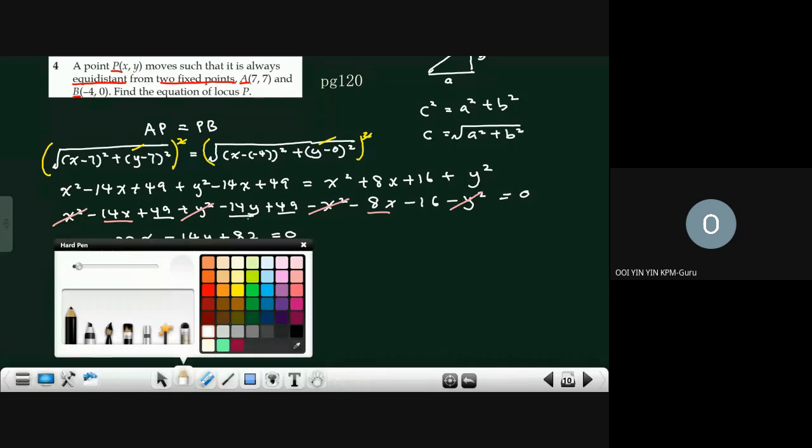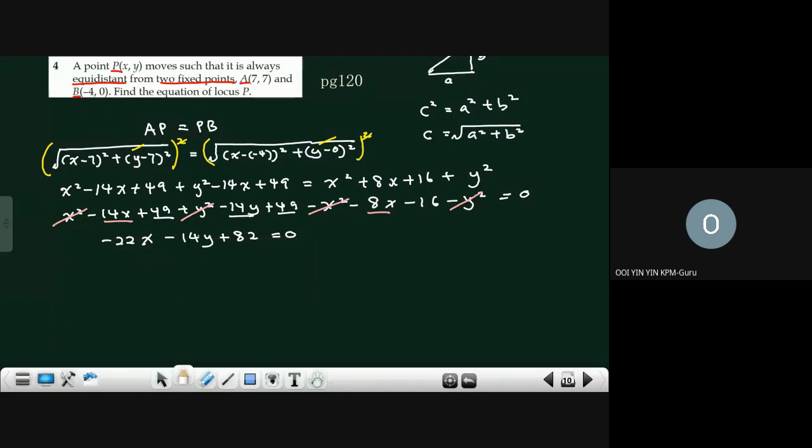This is not yet finished. We want to simplify. You see 22, 14, 82, all can be simplified by dividing by 2. And the first term is preferably not negative, so we divide everything by negative 2, including the 0. Negative, negative becomes positive, you get 11x. Here you get positive 7y. Here becomes negative 41, and here remains 0. So this is your final answer.